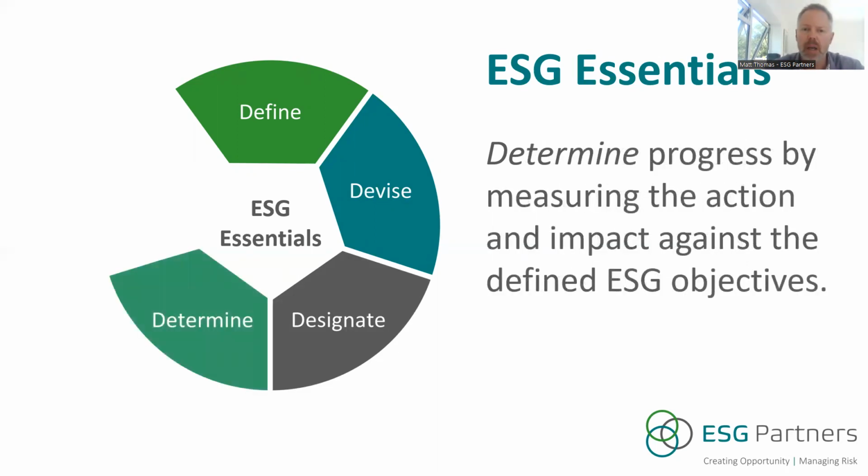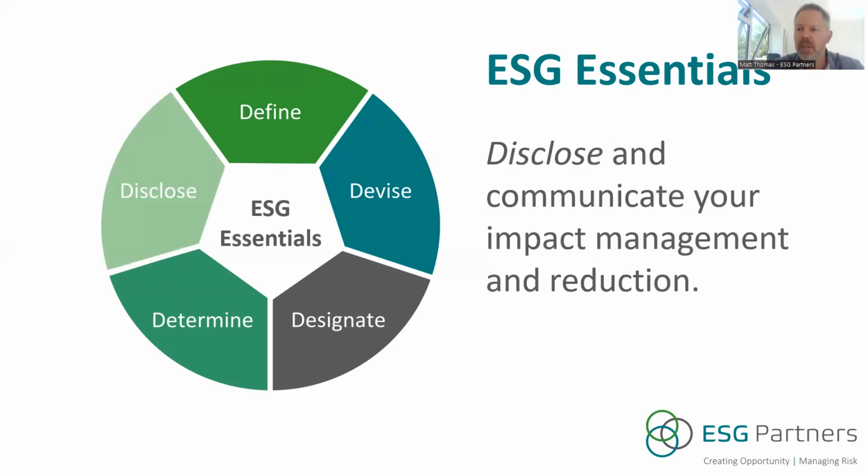The fourth step is to determine progress through measuring the actions that have been taken and the impacts against the defined ESG objectives, the KPIs. And I think it's probably useful to have an ESG dashboard, maybe a quick quarterly review of progress, and then an annual assessment. And that should be sufficient, as long as the actions are in place and everyone knows what they're doing. And finally, disclose. Tell people about what you're doing, why you're doing it, how you're progressing, what you're achieving.